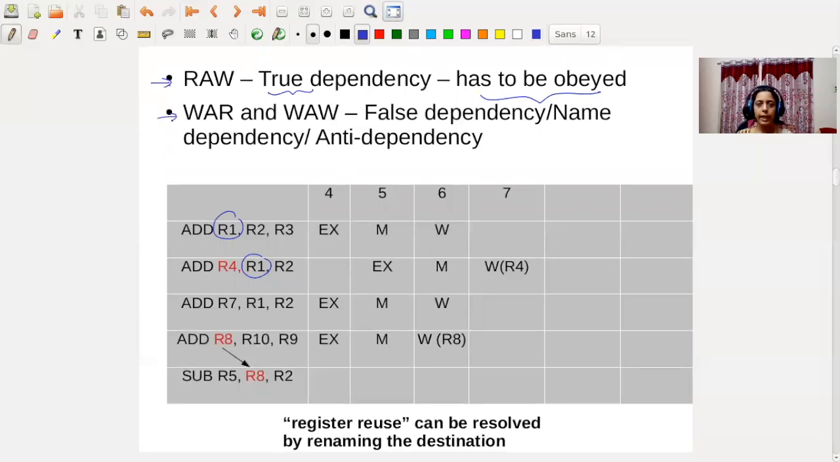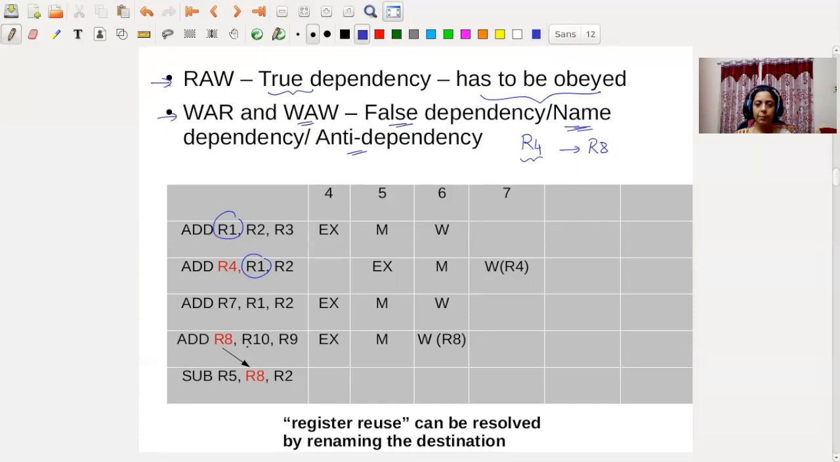Whereas write after read and write after write are what are called false dependencies. You can also call it name dependency, or anti-dependency. Why it's called name dependency, as you might have already guessed, is because it depends on a certain register. In our case, R4 has been reused. If you were to use R8 instead of R4, the name would be different and therefore there would be no dependency. So this write after write is called a false dependency.